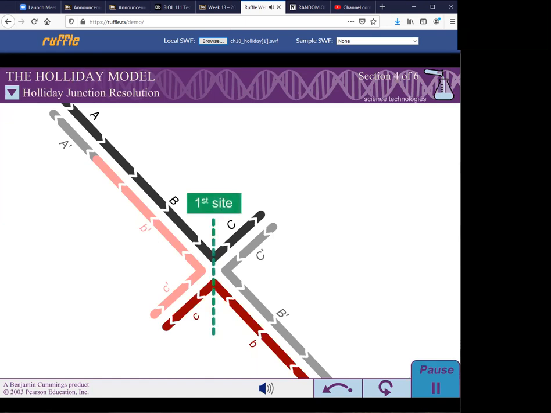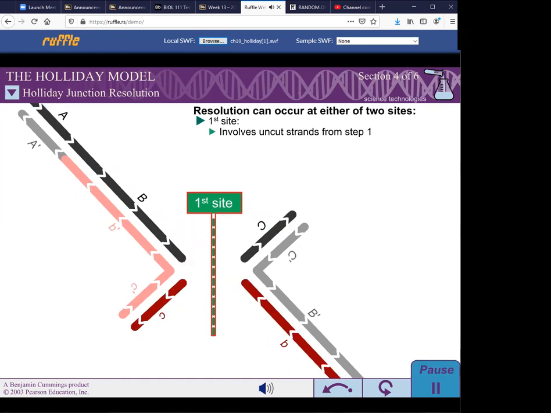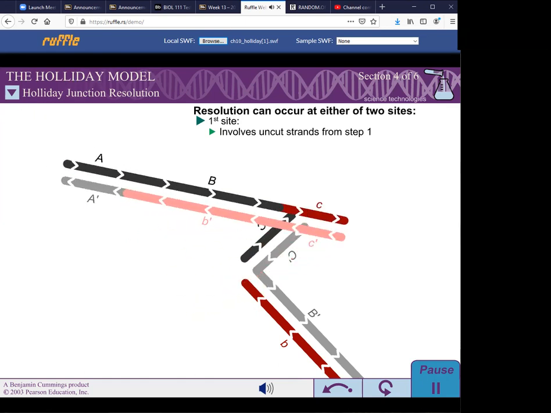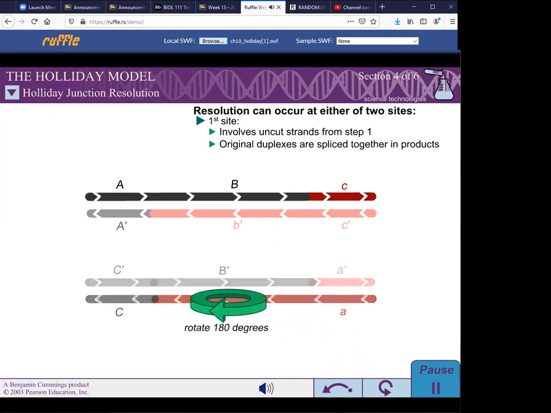Resolution can occur at one of two possible sites. Cleavage at each of these sites results in a different genetic outcome. One of the possible cut sites is in the pair of strands that remained uncut during the first step of recombination. These strands can be easily identified because they each consist of a single color at this point in the model. The resulting duplexes are called splice recombination products because the two original duplexes are now spliced together, with the DNA sequences flanking the site of recombination swapped.